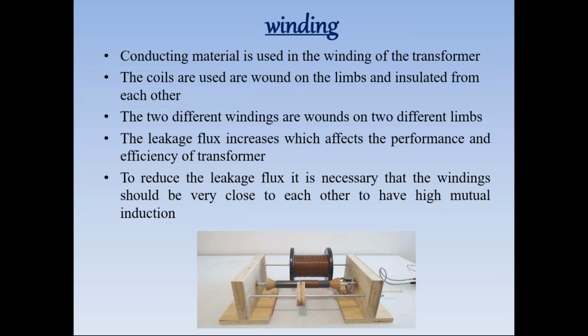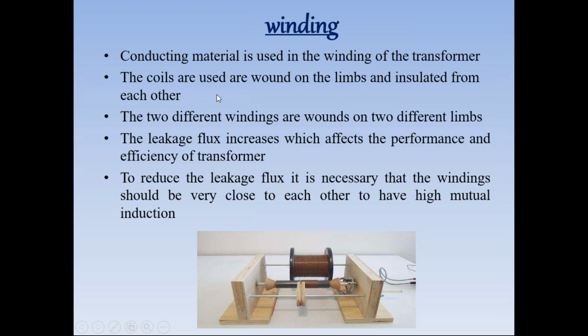Conducting material means there is no change in the parameters and there are no losses. Whatever current we give at the start, the same current comes at the end, and whatever voltage we give at the start, the same voltage comes at the end. So there are no losses. That type of winding we can call a conducting material.